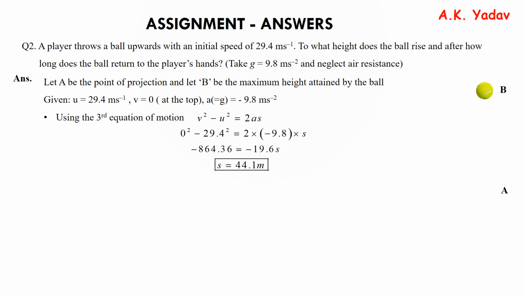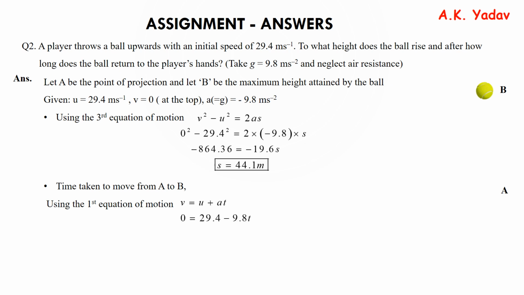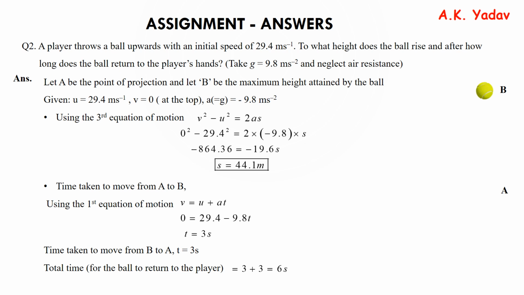Now let us find out the time also, after which it will reach the player's hand. So time taken to move from A to B. Let's use the first equation of motion, v equal to u plus at. On putting the values we get t is equal to 3 seconds. That means in moving from A to B, the ball took 3 seconds. Now moving from B to A, it will again take 3 seconds. So the total time for the ball to return to the player is 3 plus 3, that is 6 seconds.